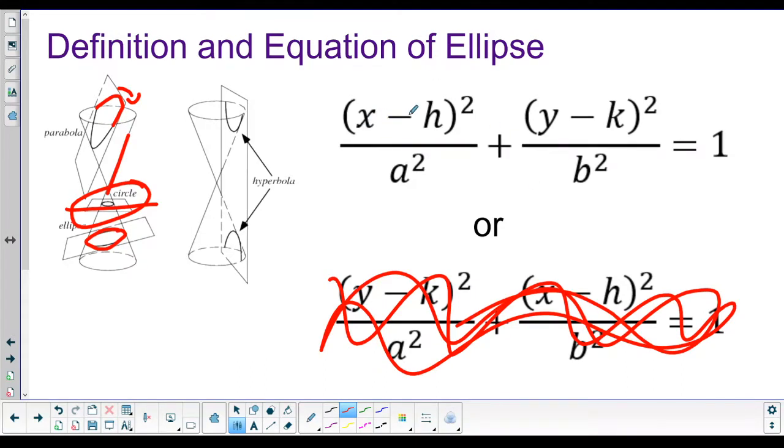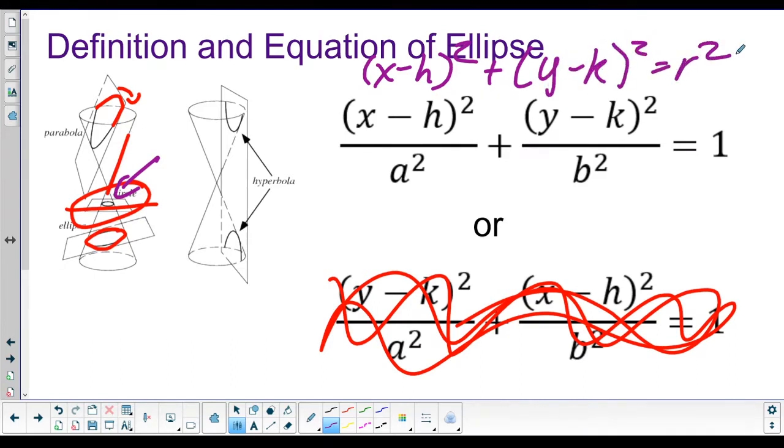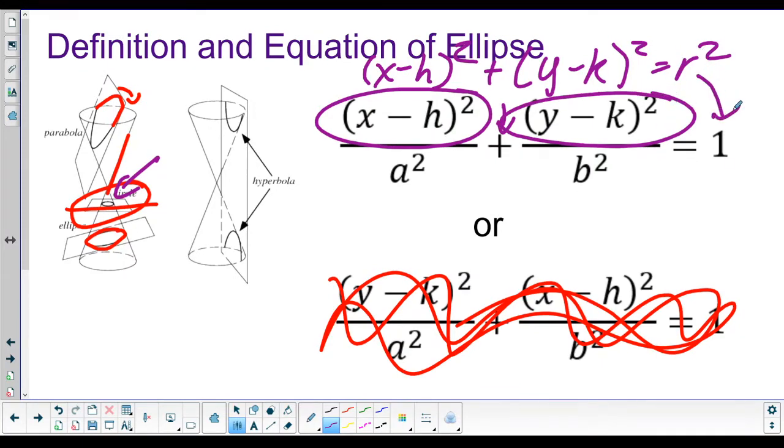So we have (x minus h) squared over a squared plus (y minus k) squared over b squared equals 1. So this is actually super, super similar to a circle, right? Our circle is (x minus h) squared plus (y minus k) squared equals r squared. So we still have that (x minus h) squared. We still have the plus sign in the middle. We still have the (y minus k) squared. And our r squared turned into a 1 somehow.